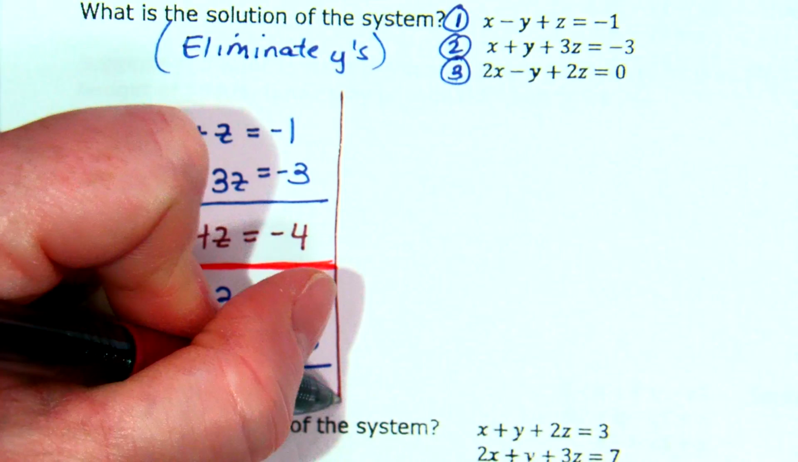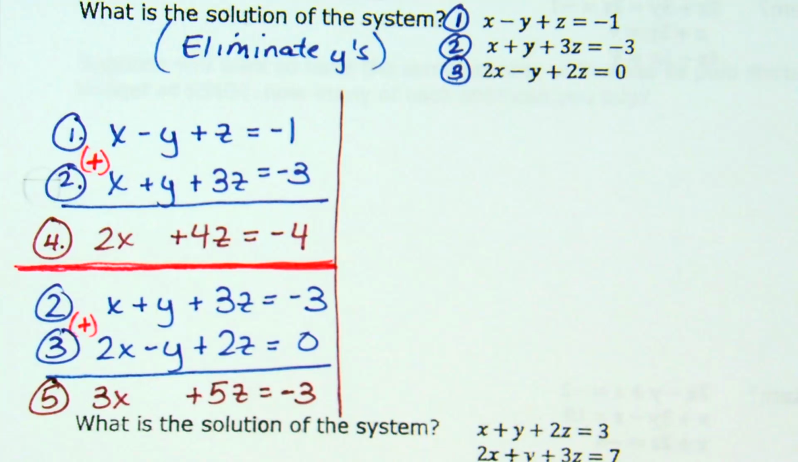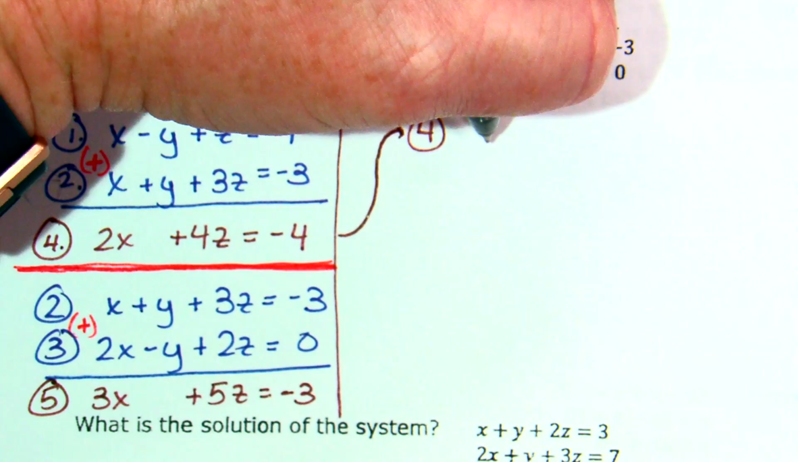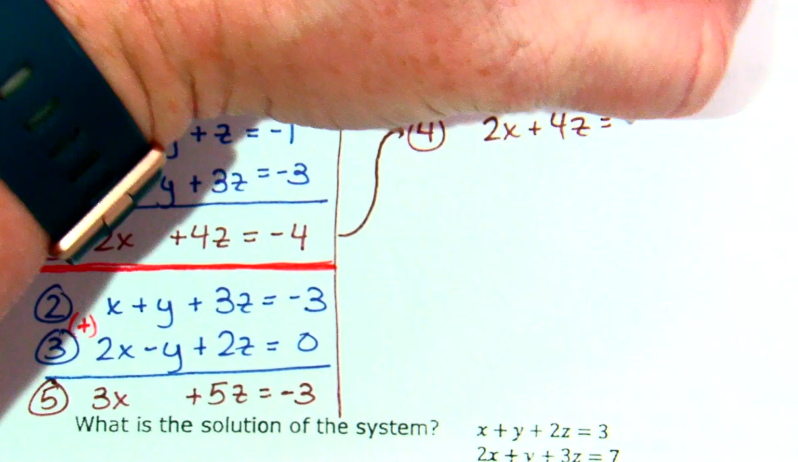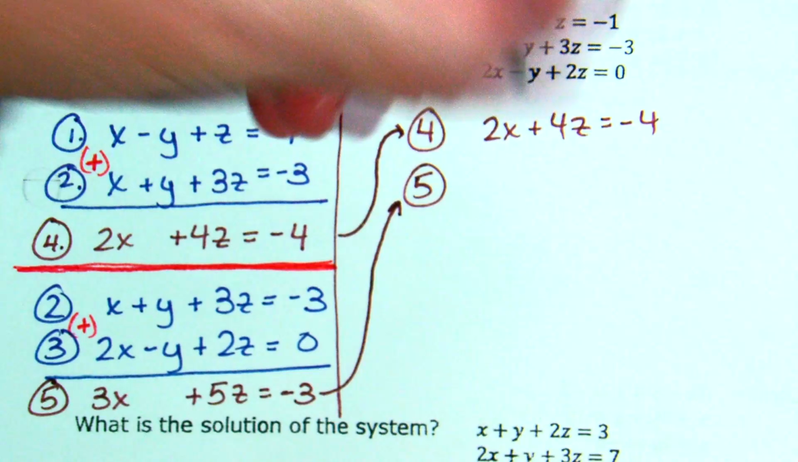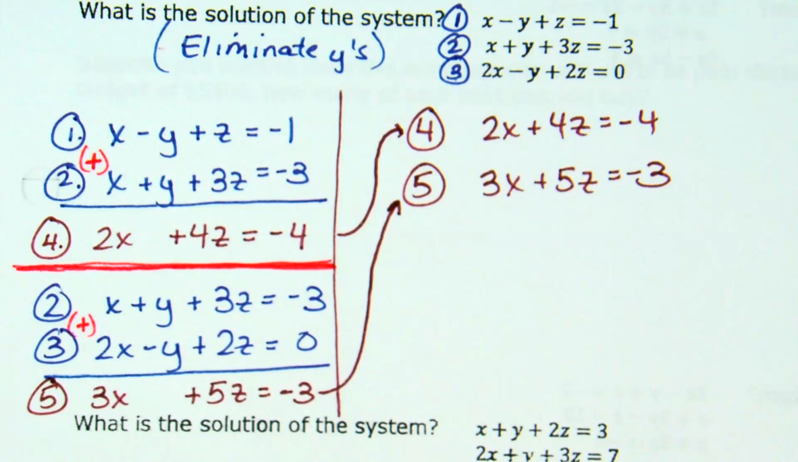Okay. This problem is going to work out a little more typical. That last problem was not necessarily your typical problem, but it kind of eased us in. So now your job is to put equations 4 and 5 together and then examine where we need to go. So I'm going to bring them over here. I'm going to write equation 4, which is 2x plus 4z equals negative 4. And I'm going to put equation 5 right below it, which is 3x plus 5z equals negative 3.